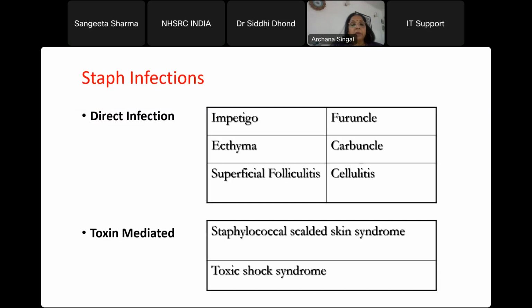So coming to the primary infection first, direct infection by Staphylococcus aureus can lead to impetigo, ecthyma, superficial folliculitis, furuncle, carbuncle, and cellulitis, while there can be some infections which are toxin-mediated. Staphylococcus aureus releases some toxins which can cause staphylococcal scalded skin syndrome, which will usually come to dermatology, and toxic shock syndrome, as the name suggests, has mainly systemic features, and the patient primarily may not present in dermatology, but will present in the emergency.